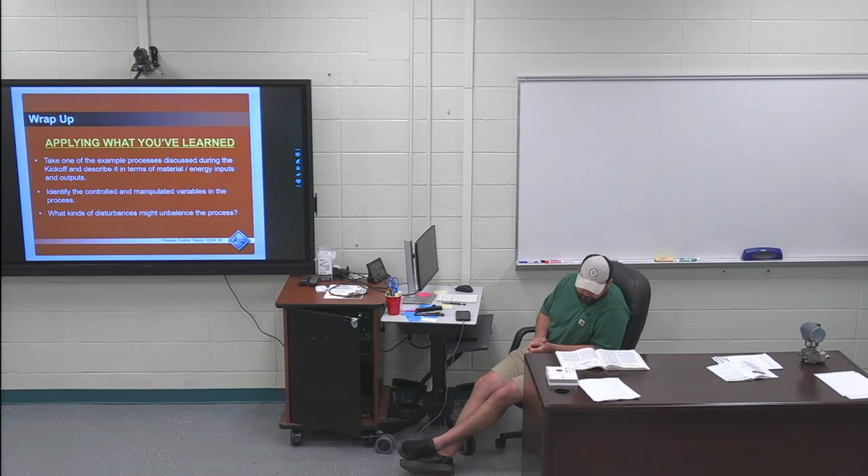Next paragraph. I've got the last sentence in the next paragraph highlighted. The manipulated variable is used by the control system to supply energy or material to the process to regulate the deviation of the controlled variable from the desired value.